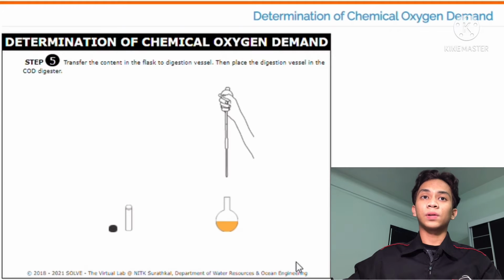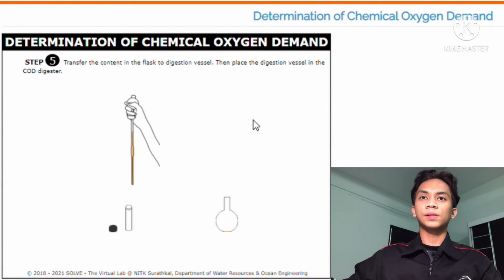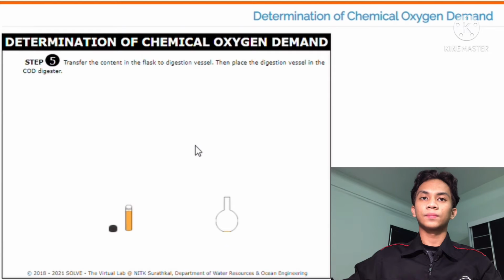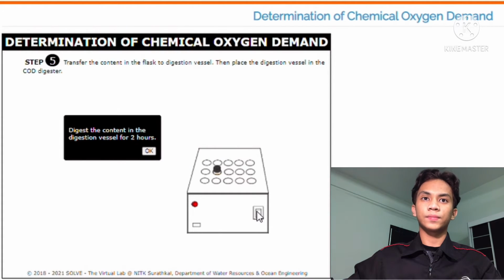Step 5. Transfer the content in the flask to the two digestion vessels. Then place the digestion vessels in the COD digester and switch on. Digest the content in the digestion vessels for 2 hours.